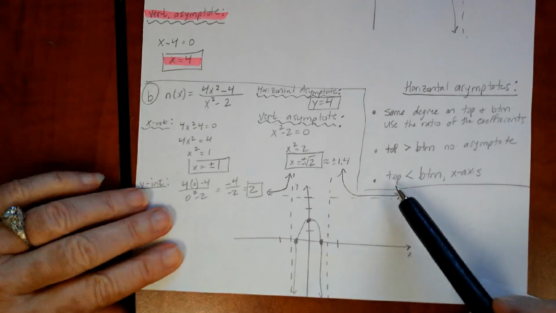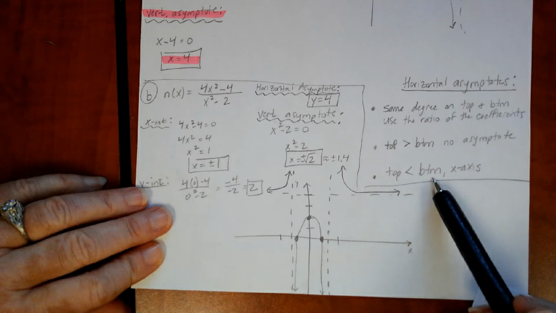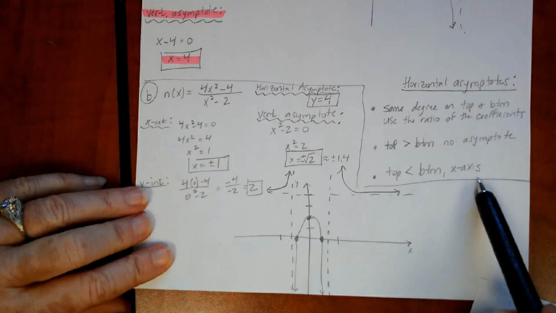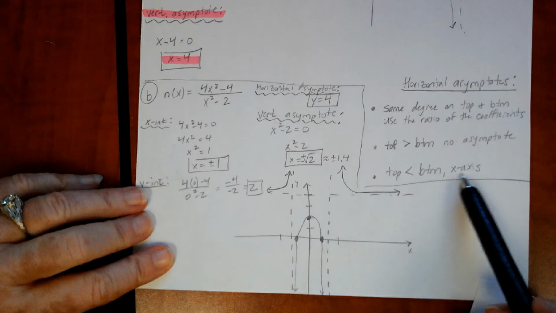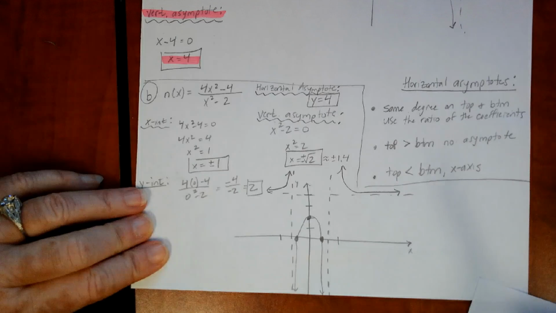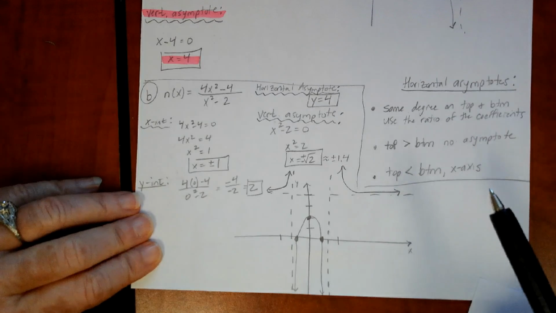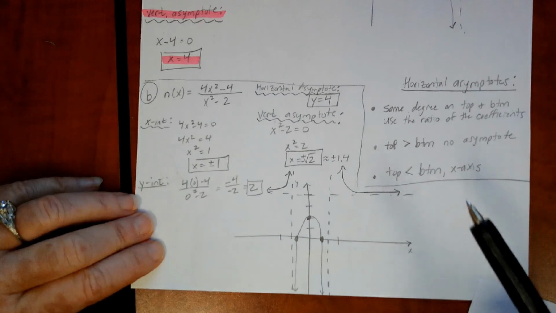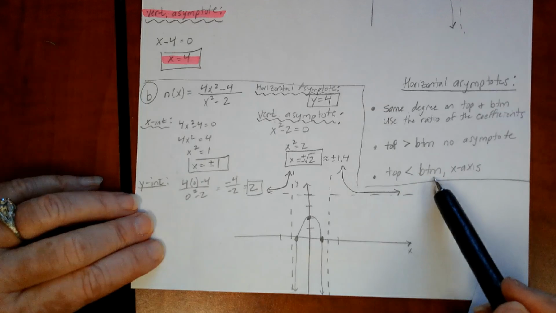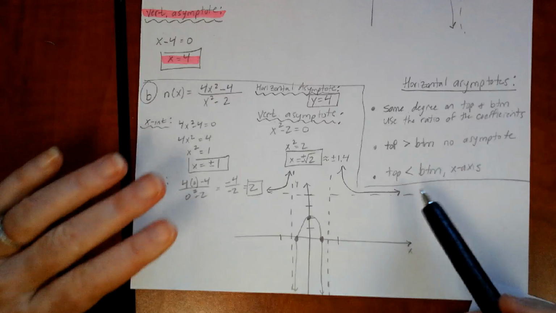And if the numerator's degree is less than the denominator's, then we'll tend to have an asymptote being the x-axis, or y equals 0. That makes sense because the bottom of the fraction is going to be getting really, really big, but the top isn't. The top's going to be small and the bottom's going to be big, and when you divide by a bigger number, your fraction gets smaller.